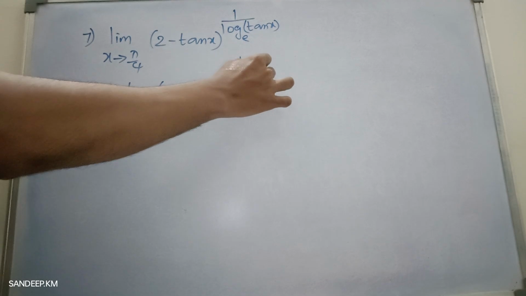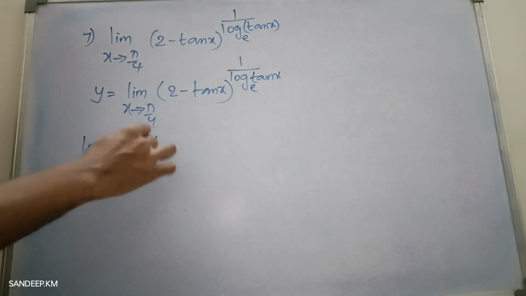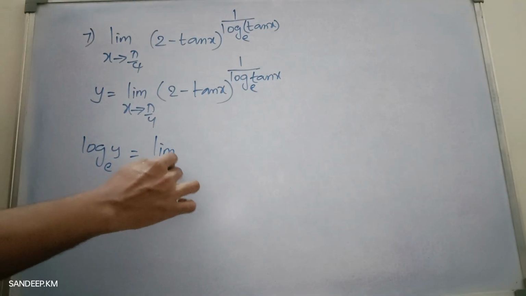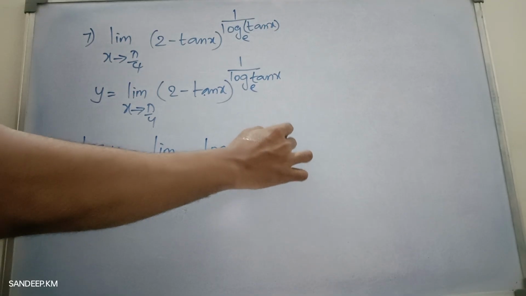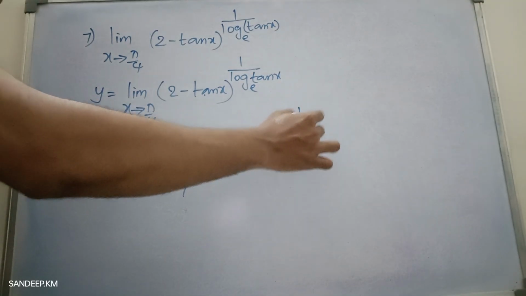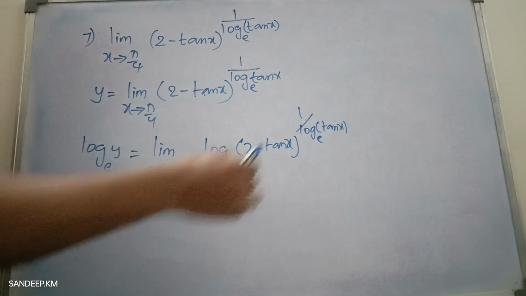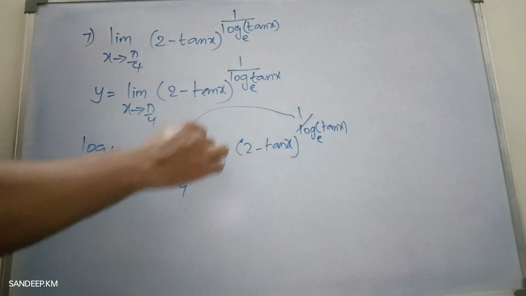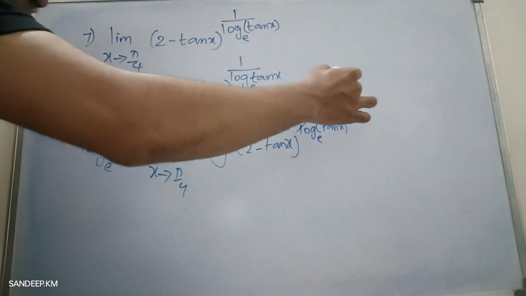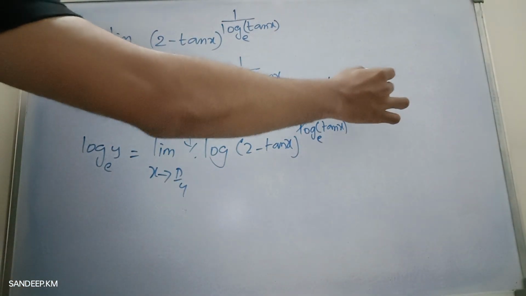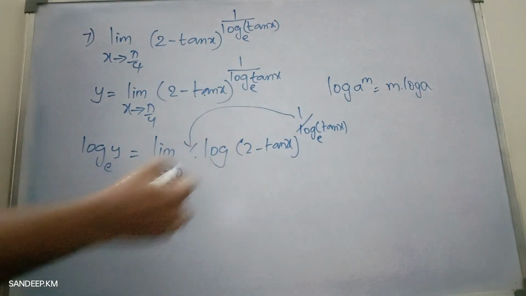And next we will apply log on both sides. So log y to the base e is equal to limit x approaches pi by 4 log of this particular function, (2 minus tan x) whole power 1 divided by log of tan x with base e. And as usual, the power will become the coefficient of logarithm according to the properties of logarithm. What is that property? The property is that log of a power m is m into log a. That is the property which we are using here.